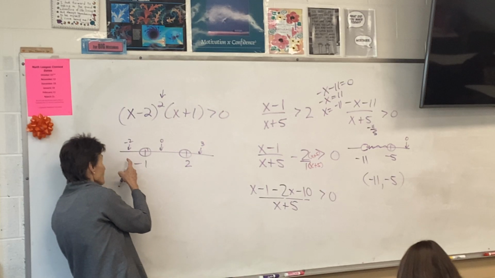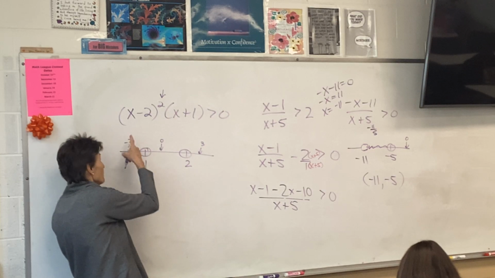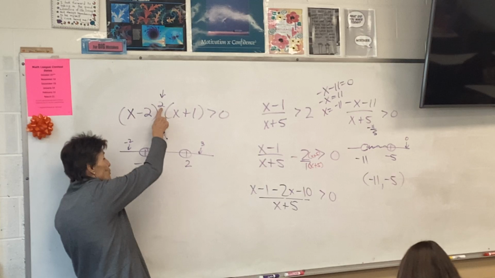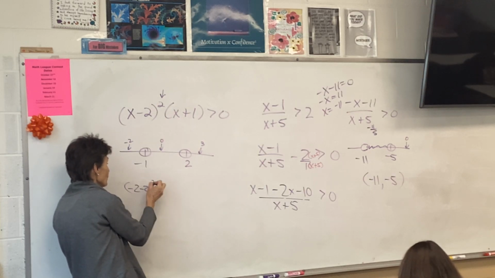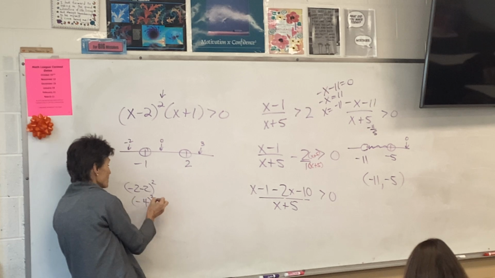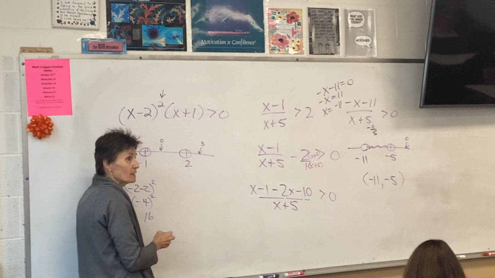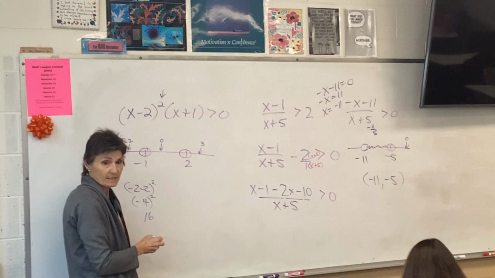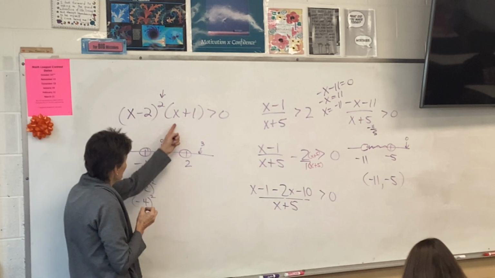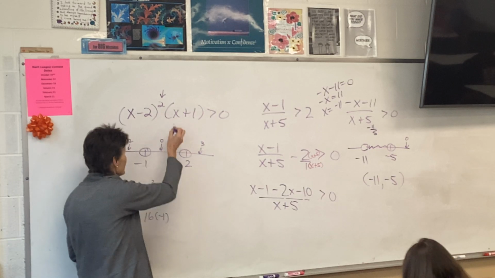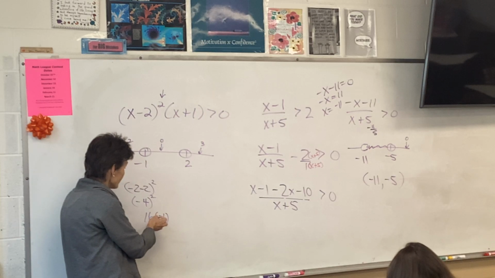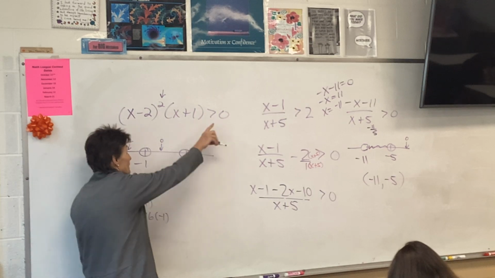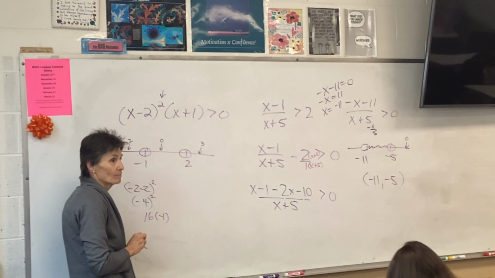And when I plug my number in, like I'll start with -2, remember, you square this one. So -2 minus 2 is -4, but I'm squaring it, so that's actually going to equal 16 times -1. -2 plus 1. Does that multiply together give me a bigger than 0? Nope.